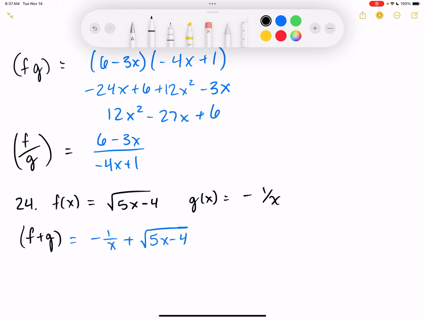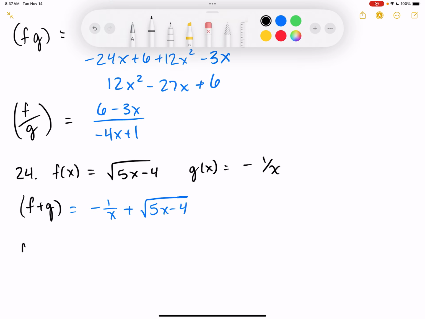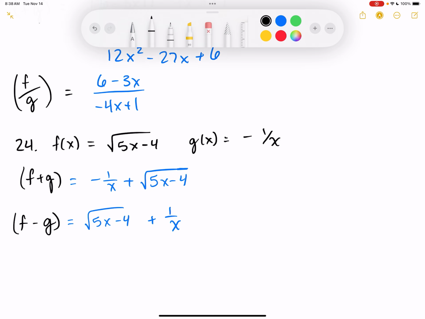For f minus g, the square root of 5x minus 4, then minus a negative, so that's going to be plus 1 over x. So if you do write it after, just make sure that you distinctly write outside of the radical so it doesn't look like it's inside. F times g would be negative 1 over x times the square root of 5x minus 4.